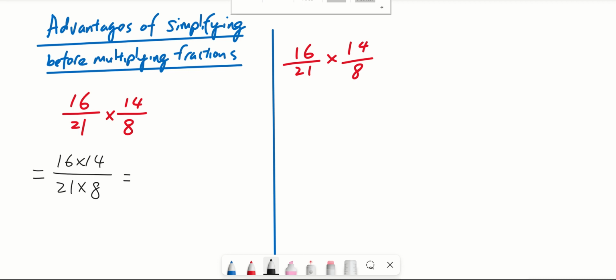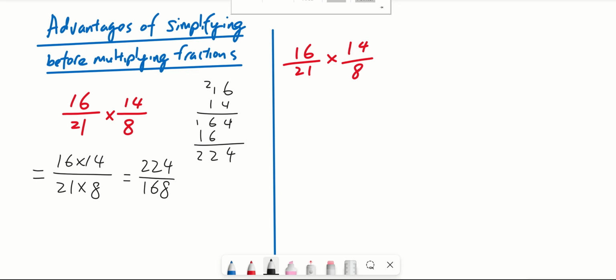Now 16 times 14 should give me 224, and 224 over 21 times 8 should give me 168. Now, you notice that this is a huge cumbersome number, 224 over 168, and so it would do well if we could simplify it.